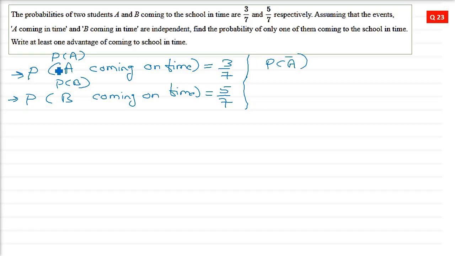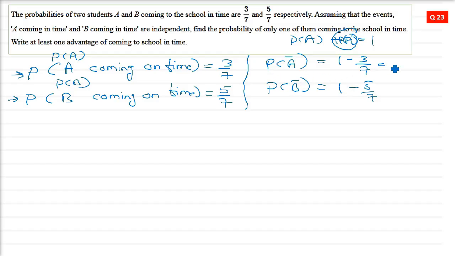What is the probability of A not coming? A is coming with 3 by 7, but A is not coming. What is the probability of that? It's 1 minus 3 by 7. You know that probability of A plus probability of A bar, P(A) plus P(A bar), is equal to 1. So if A is not coming, it has to be subtracted from 1. Similarly, P(B bar), that the second kid is not coming, is 1 minus 5 by 7. So P(A bar) is simply 1 minus 3 by 7, and P(B bar) is simply 1 minus 5 by 7, which come out to be 4 by 7 and 2 by 7 respectively.